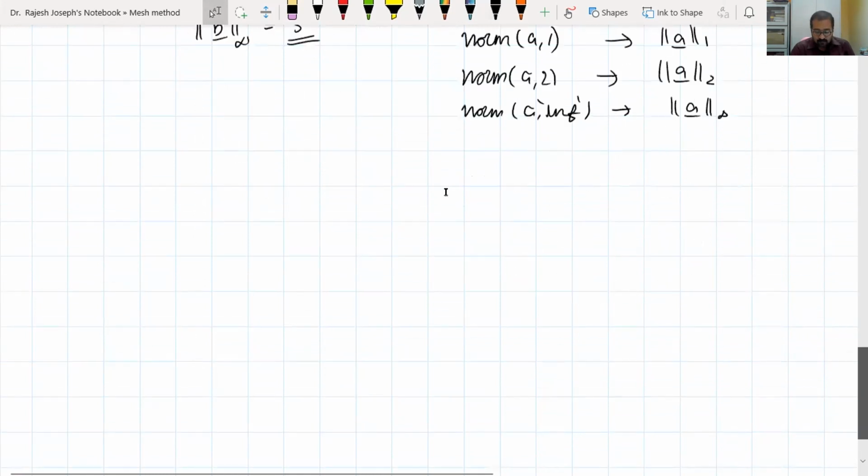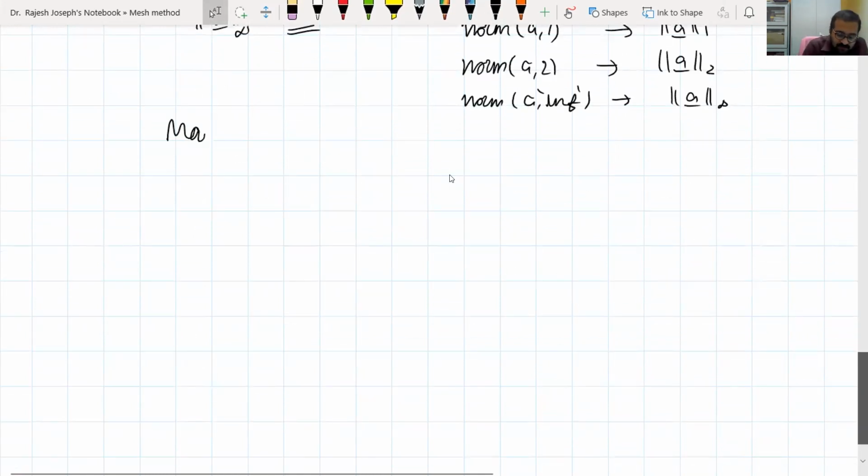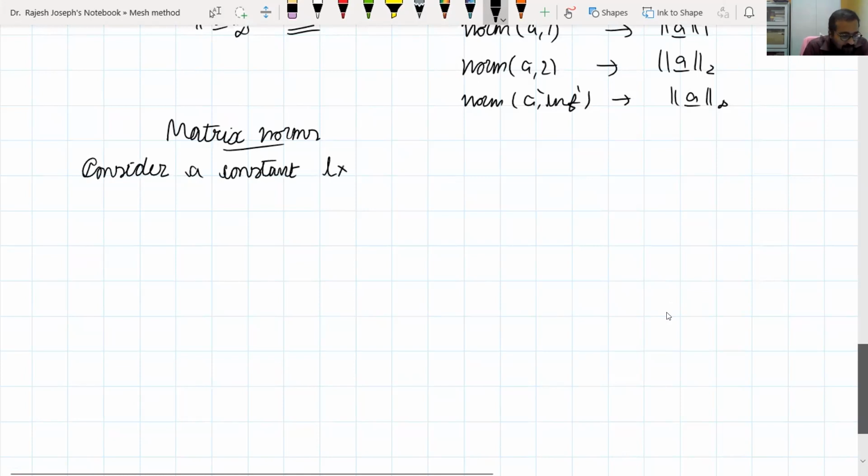Now we'll go to matrix norms. Matrix norms should additionally satisfy one more property. What we saw was for vector norms. Consider a constant L by M matrix A, that means there are L rows and M columns. The norm of A should satisfy the following properties.